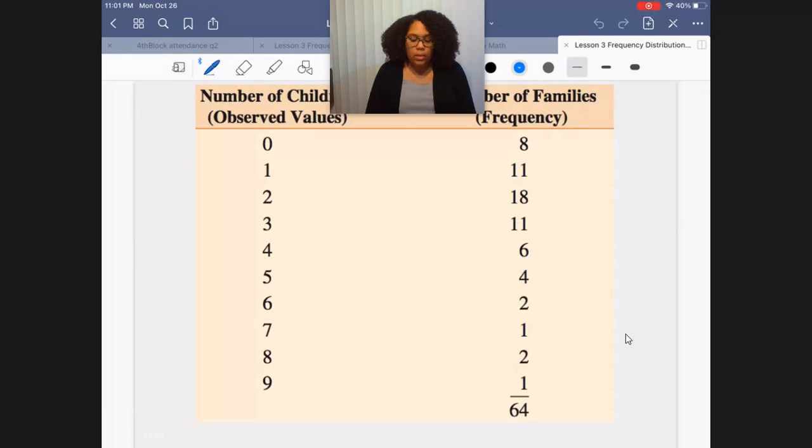We did this one basic one where we said, okay, our data doesn't have a huge range to where we need to chunk the data together. We can just look at the observed values, the responses we got from this particular survey. We got from 0 to 9. Each number was its own class, and we were able to organize it by asking how many of each value do we have? And so that's where we got this frequency side of our table that's telling us how many of each number we got.